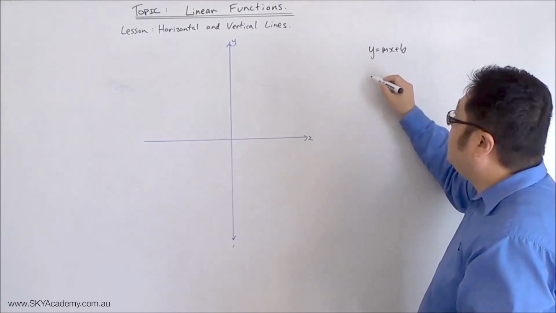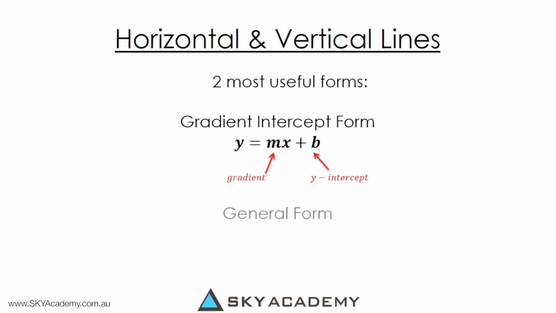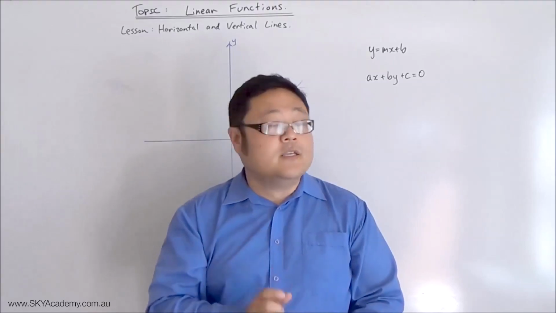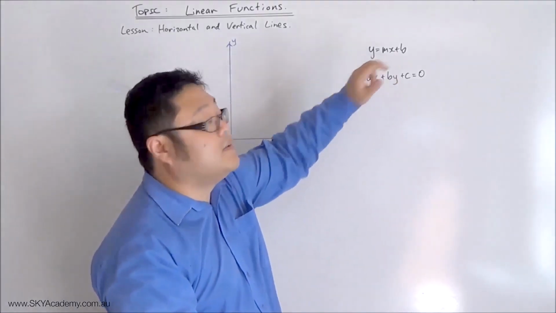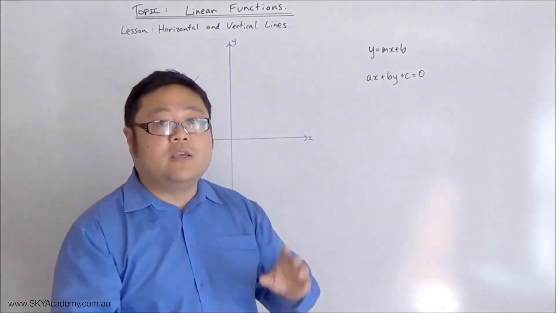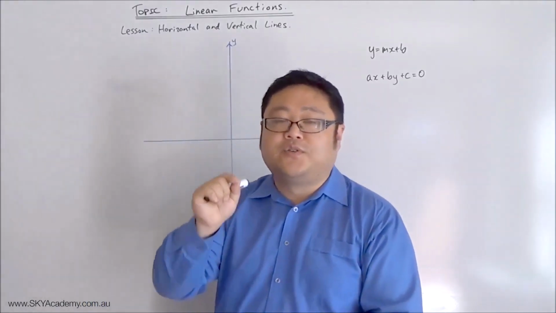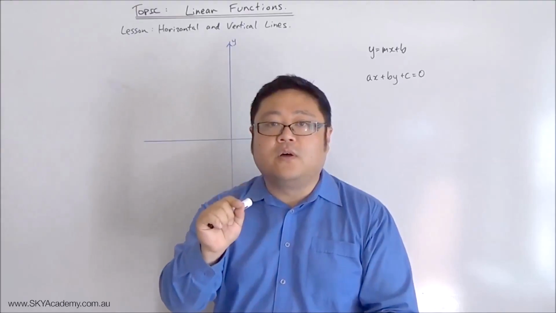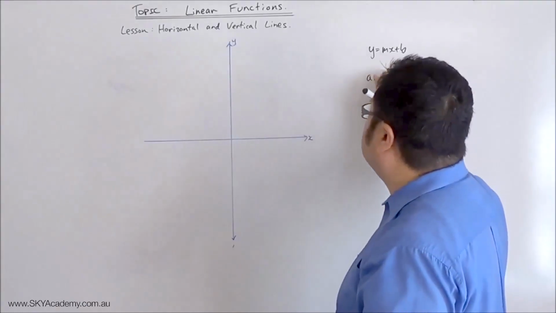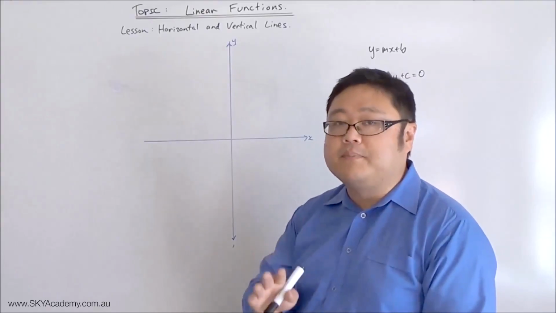The other form that's really particularly useful is the general form, ax plus by plus c equals to 0. That's the other form that's really useful as well. So you've got these two forms, y is equal to mx plus b, and ax plus by plus c equals to 0. These two forms are really useful. However, when it comes to vertical and horizontal lines, the gradients don't quite fit into this mold. And let me explain why.